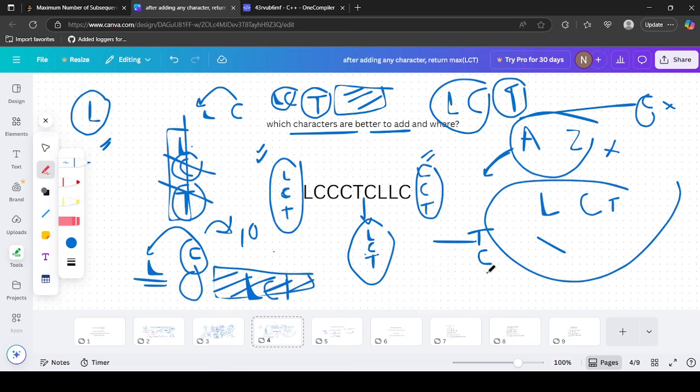We cannot add C, or we cannot add L, because even then, if we add those, they are useless. How can we get extra count by adding C at the end? So obviously we cannot. So simply, we can add L at the beginning, T at the end. But what about the middle?